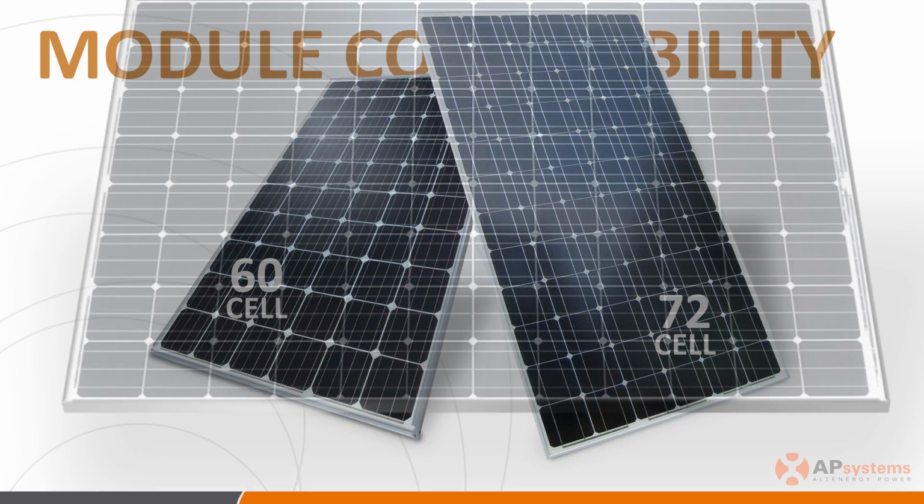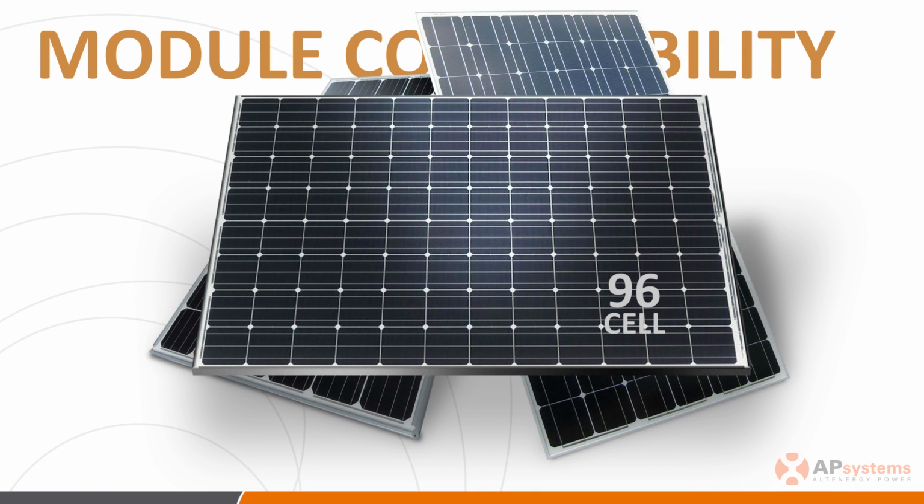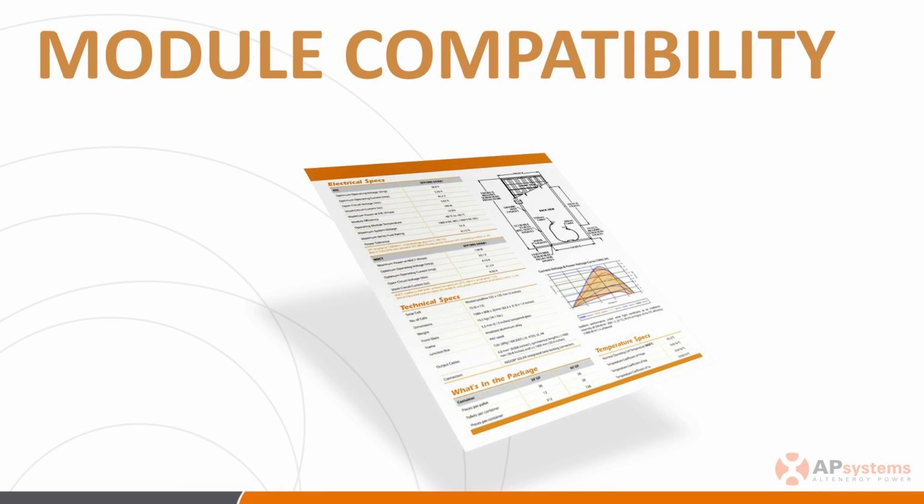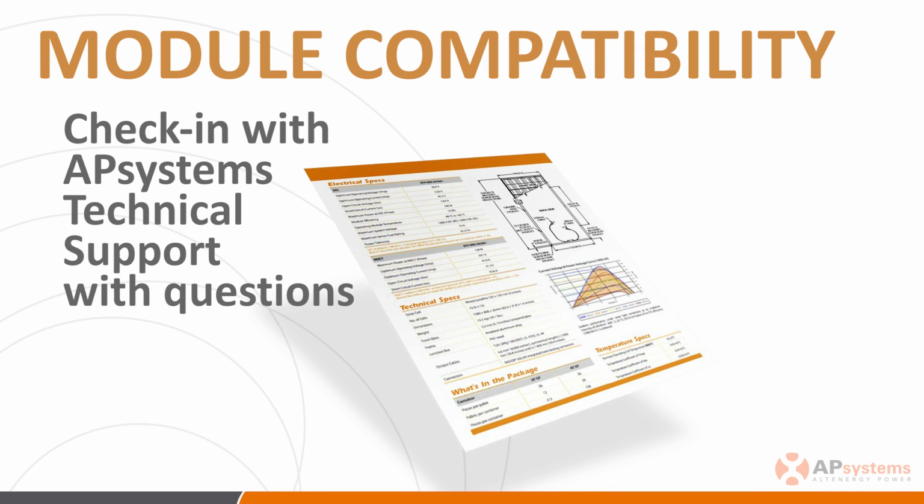Note that 96 cell modules, up to 370 watts per module, can be used in 3-panel configurations. Check the module manufacturer's data sheets for voltage, current, and wattage specifications, and check in with APsystems technical support if there is a question concerning module compatibility.